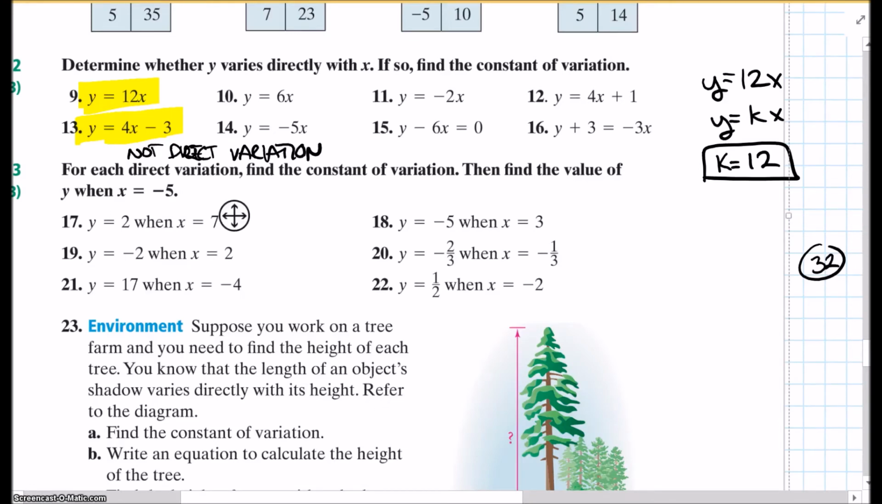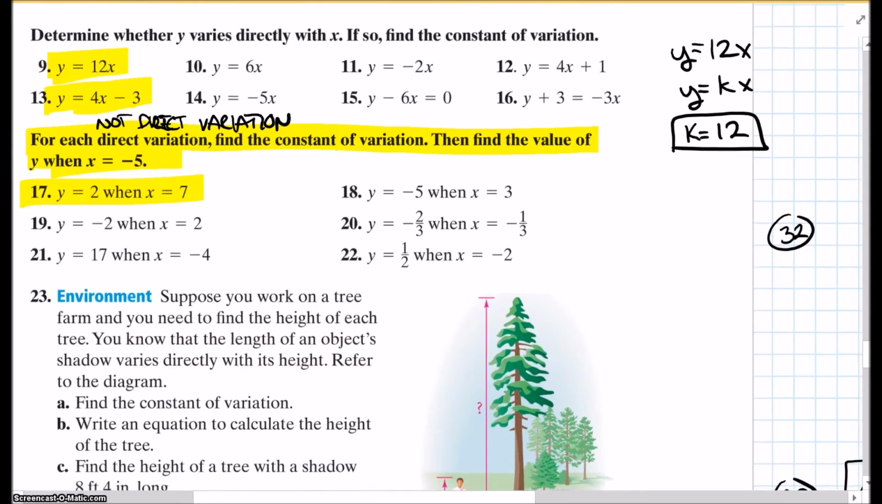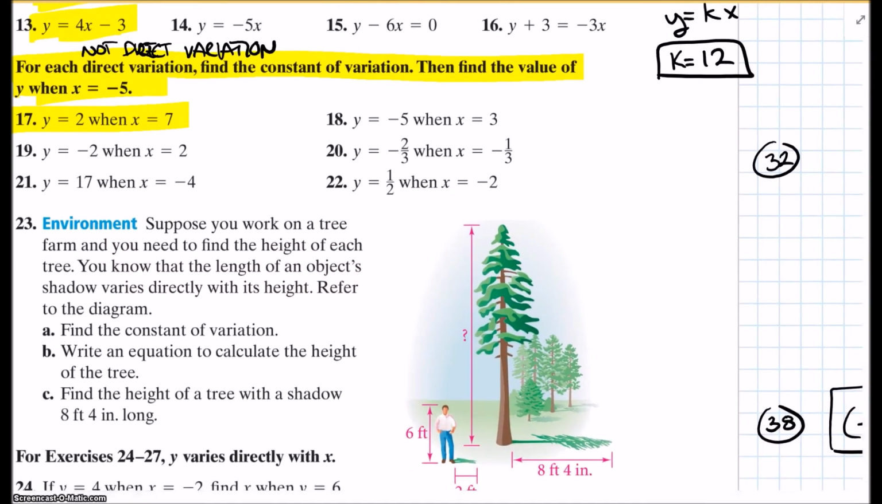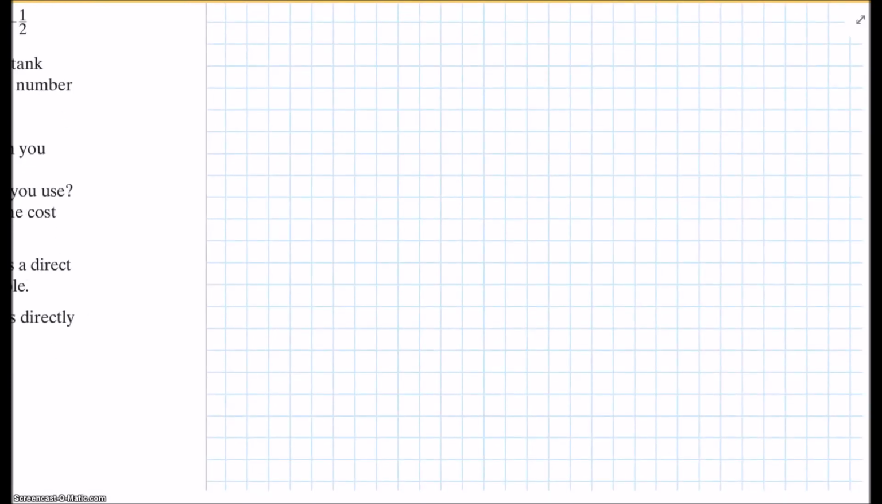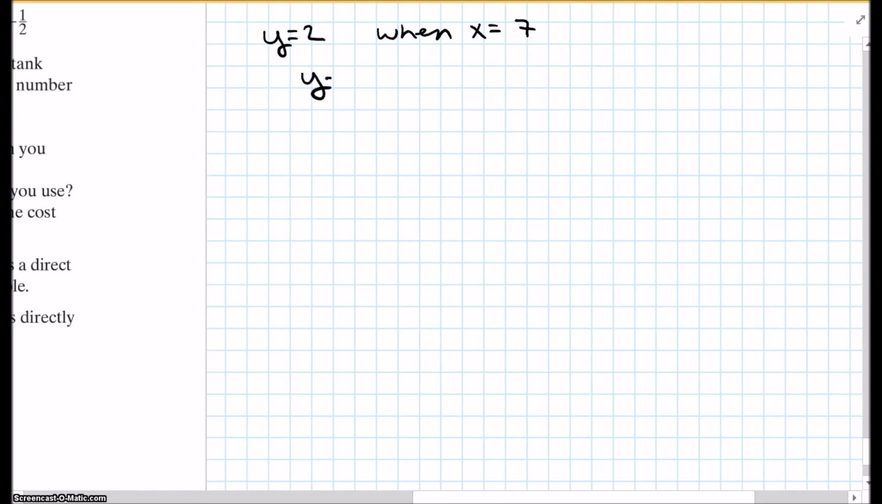Okay, number 17. For each direct variation, find the constant of variation, and then find y when x is -5. I'm going to find a spot over here. So here's what we know: y equals 2 when x equals 7. We've got y equals kx, so 2 equals k times 7. Divide each side by 7, so k is 2 over 7. There's my constant of variation.